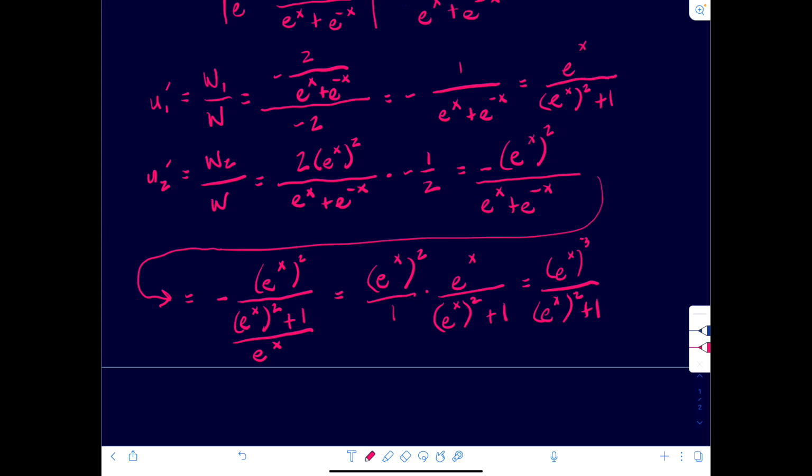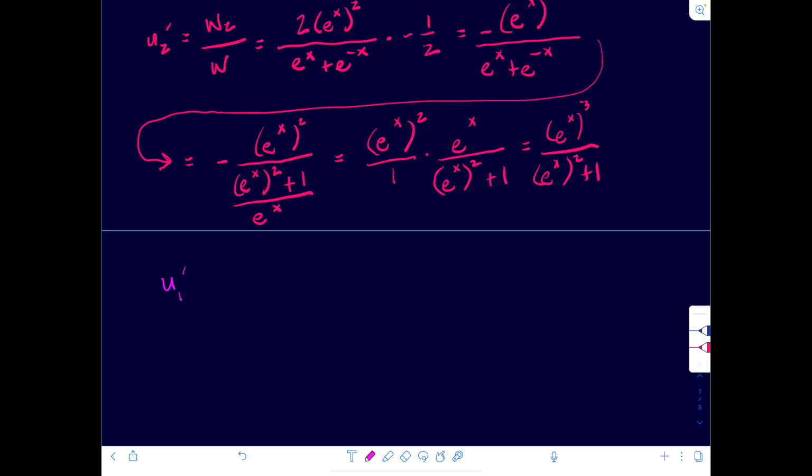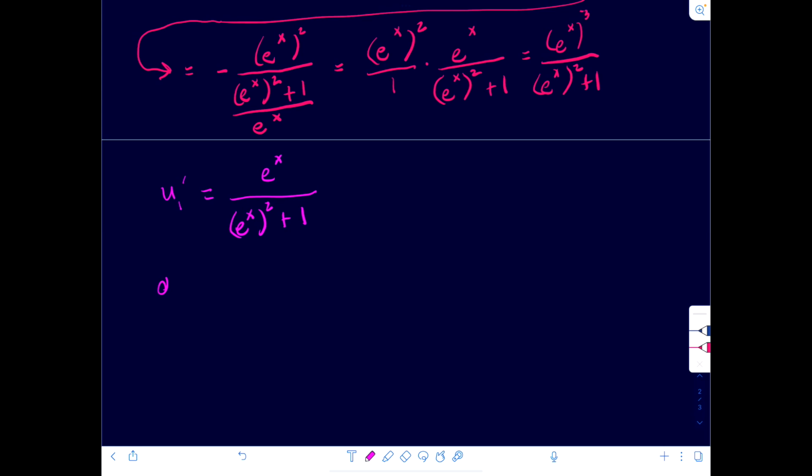Cool so far? u1 prime is e to the x over e to the x quantity squared plus 1. So this would give us du1 is equal to e to the x over e to the x quantity squared plus 1 dx.